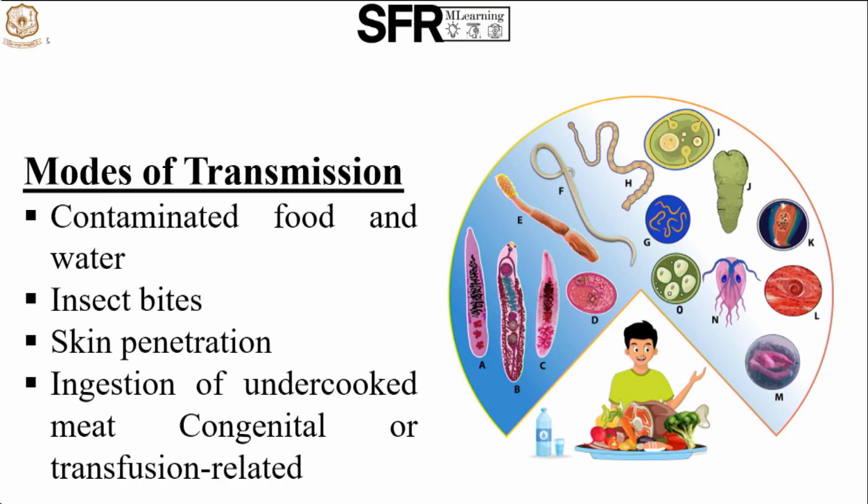Next, we know about the mode of transmission: how parasites are transmitted from one person to another person and cause infection, that is called transmission. First one, contaminated food and water, example parasites Entamoeba, Giardia. Next one, insect bites, example Plasmodium via mosquitoes. Skin penetration, Schistosoma is transmitted through the skin. Ingestion of undercooked meat, example Taenia. Next one, congenital or transfusion transmitted infections.